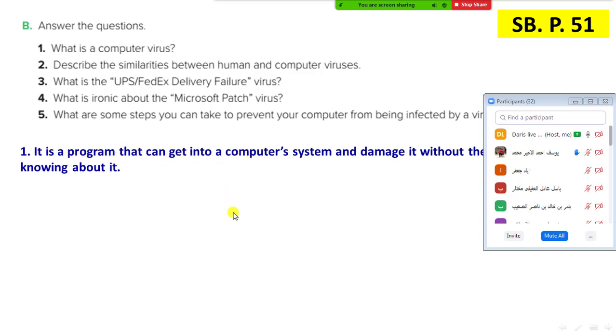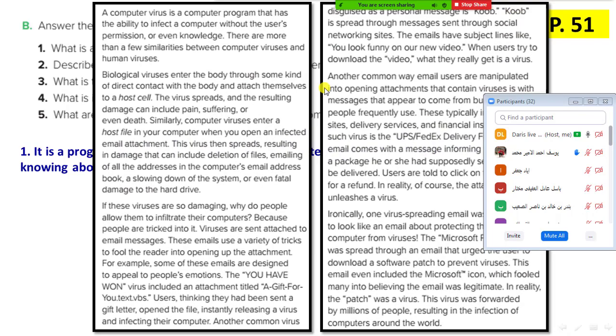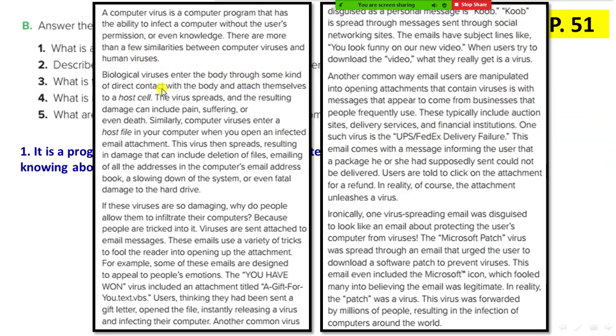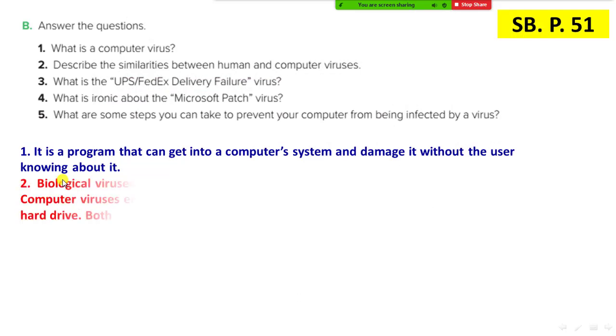Question number two, describe the similarities between human and computer viruses. From the text here, okay, Yusuf. Biological viruses get into the body through one of the body cells called a host cell. Computer viruses enter a computer through a host file that the user downloads from the hard drive. Both viruses look like infection. Yes, Yusuf, thank you. This is the answer. You can underline the answer and write number two, or write it here.